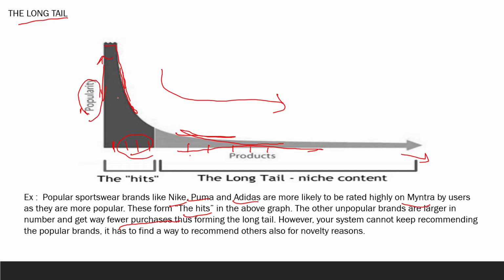As I said before, the system should be capable of recommending maybe one or two of these lesser known brands to spark a new interest in the user. So all of these are just some goals that your recommendation system should follow.